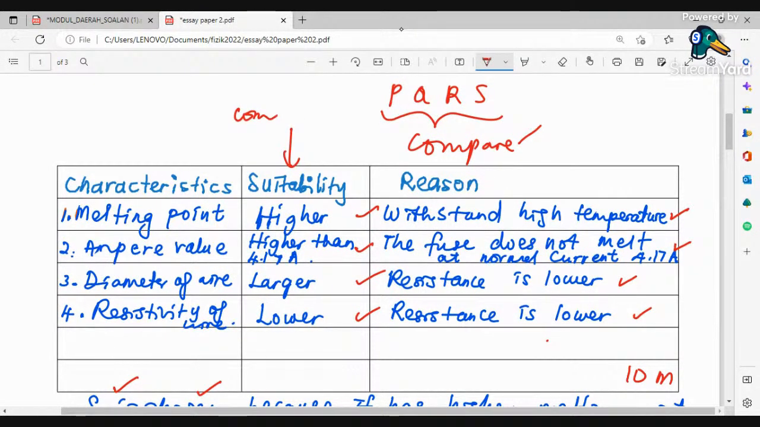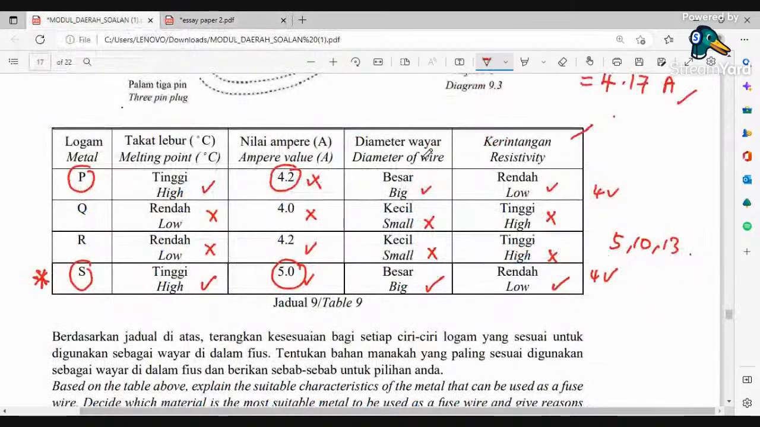You see? Compare word. So when you compare, don't mention value. Even though the table has the ampere value, don't mention value. Only use compare words: is higher, lower, bigger, smaller. That's all. That is the purpose, because they give 4, you must do a comparison between the 4 metals. That one is for question number 9.